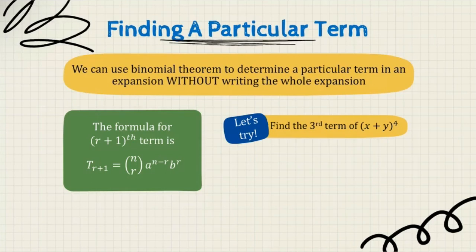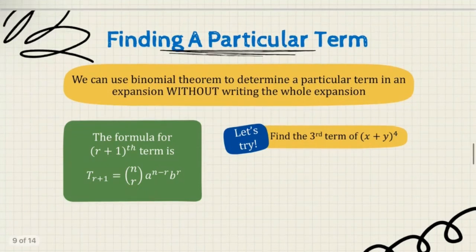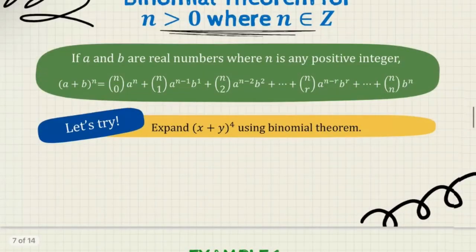So macam mana kita nak tahu dia punya particular term? So kat sini, we know that the formula for the r+1 term is this. Okay, mana datangnya formula ini? So semalam masa saya tunjukkan the formula for binomial expansion, which is this one.